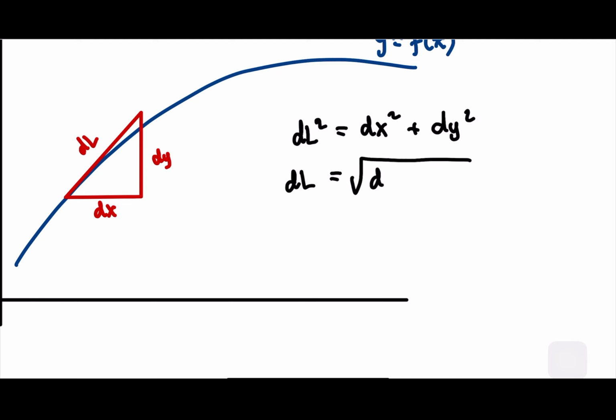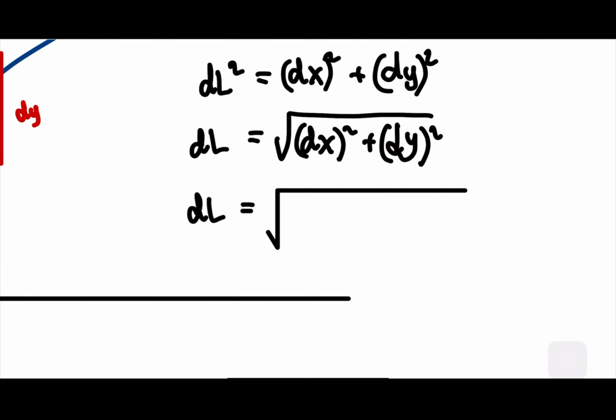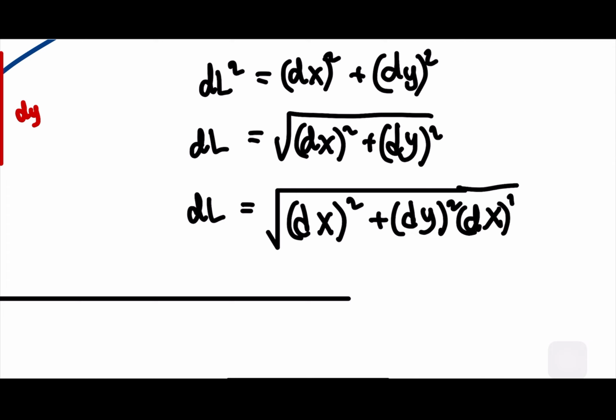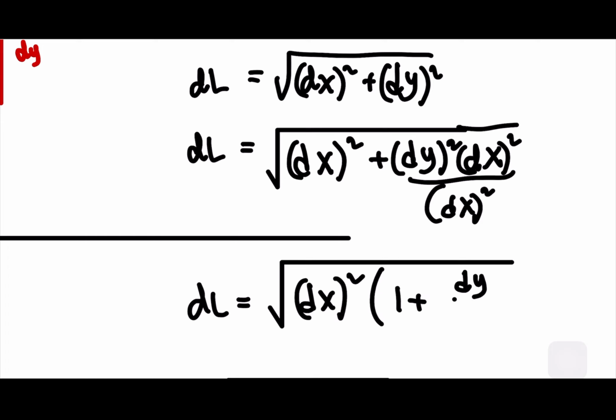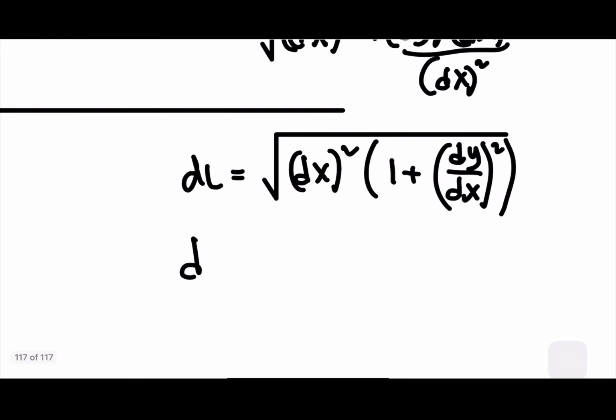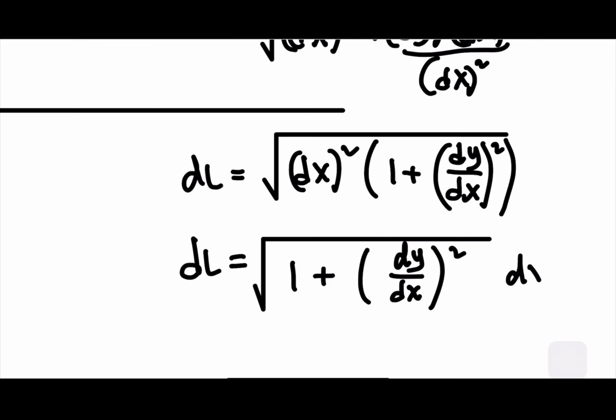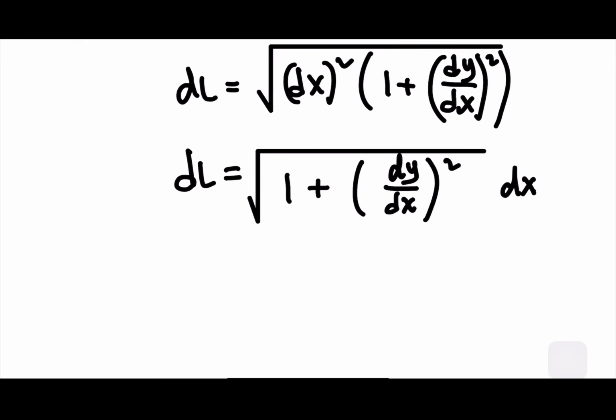We know that this will be dx. Now let's multiply by dx squared and divide by dx squared. So dx is going to be outside, we are factorizing the dx, and the rest will be like that. And that's the dl.